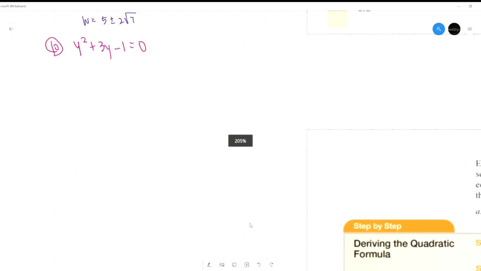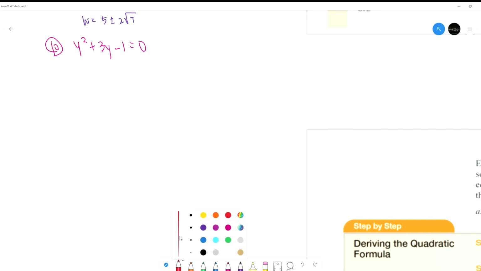Okay. Go back to my... I guess I'll use red this time. We first move the constant term to the other side. So now we have y squared plus 3y is equal to 1. We take our b, multiply by a half to get 3 over 2.